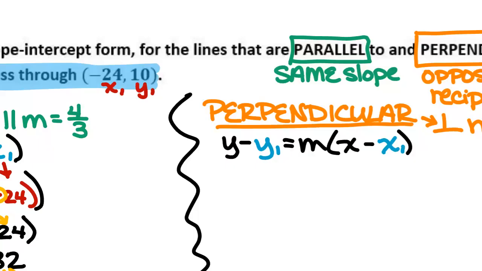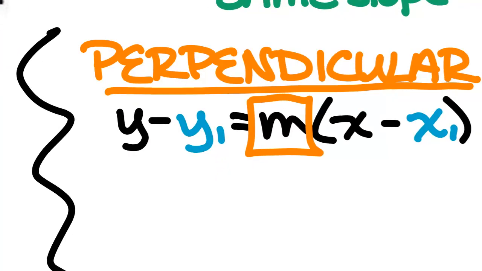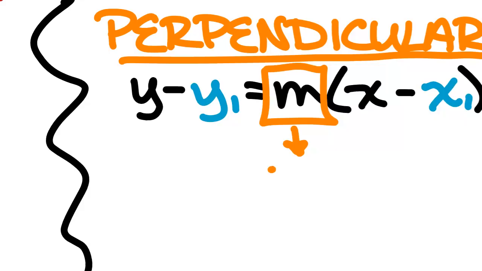Here's where I saw the biggest mistakes yesterday. In the place of m, people used 4 over 3 for perpendicular, and then at the very end, they flipped it around. You can't do that. The slope that you want your answer to have has to be the slope that you substitute in right here. So right here is where we have our negative 3 over 4 for the slope.